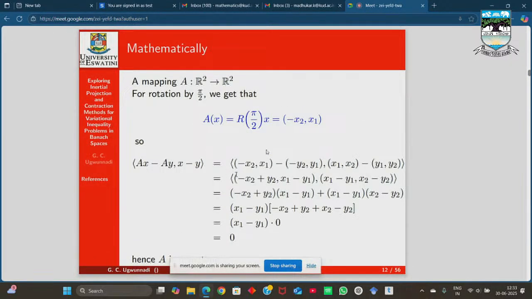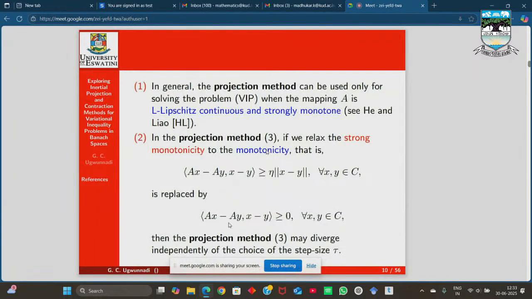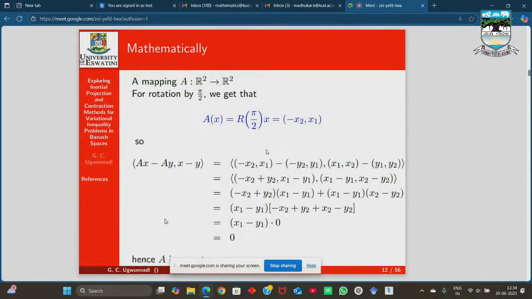So the mathematical aspect: we see that when the rotation is by pi over 2, then from the general method of rotation of an operator from linear transformation, that is where we get this: minus x2 comma x1. When we rotate (x1, x2) to this, we know the general formula. Then trying to find this relation, where this is an inner product, the mathematical aspect shows this is 0. We get 0, while the definition of monotonicity is talking about greater than or equal to 0. So weakly we can say that this is monotone. The rotation is monotone.